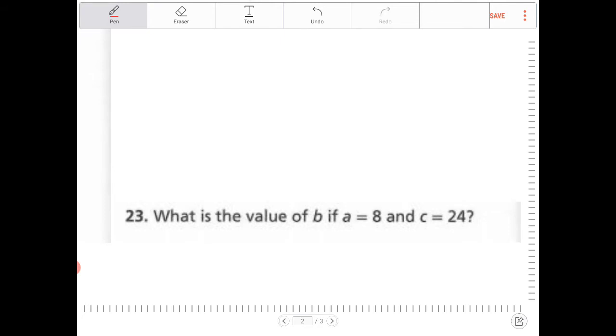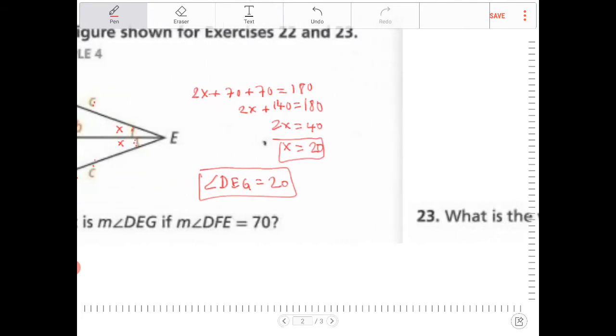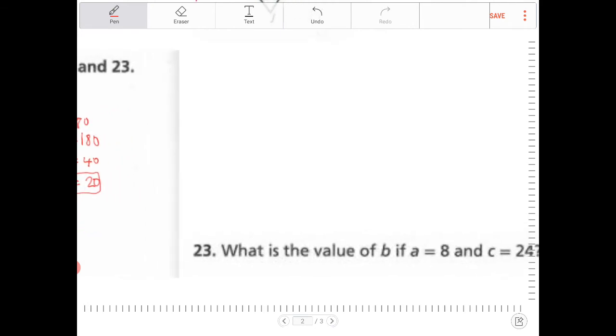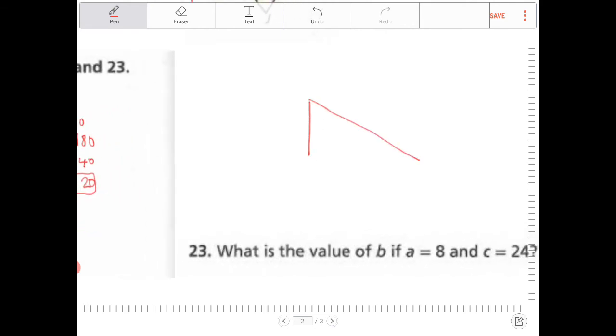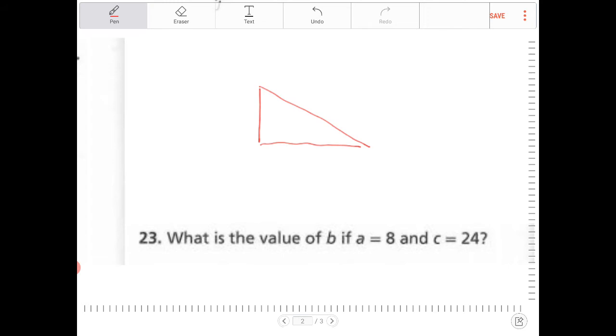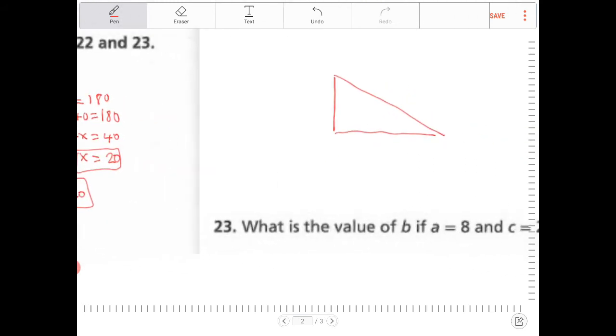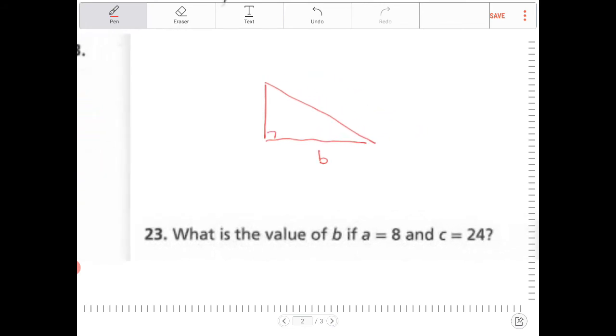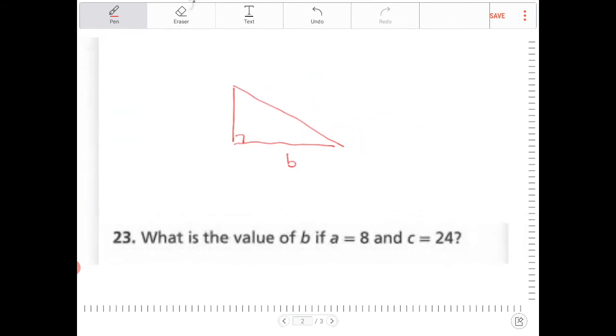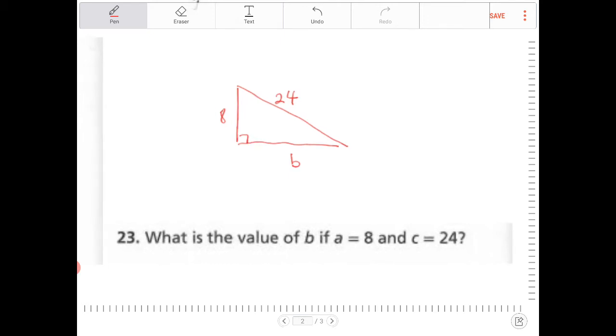And then what is the value of B if A is equal to 8 and C is equal to 24? So according to the isosceles triangle theorem, right, what is the value of B? This is B. This is going to be a right triangle. A is equal to 8 and C is equal to 24. So we're going to be applying the Pythagorean theorem. 8 squared plus b squared is equal to 24 squared.